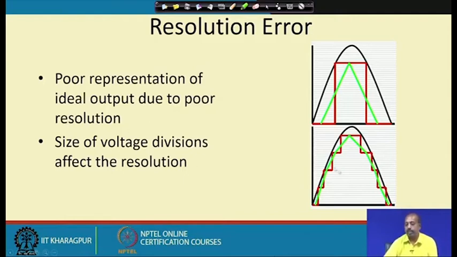We say that in the second case the resolution is more, because within the same maximum voltage I have more analog voltage levels that can be produced by the DAC. So, it is a poor representation of the ideal output due to poor resolution. So, this is the resolution error. Resolution is given by Vref divided by 2 to the power n, as we know. Now, if the resolution value is low, then naturally we may not have so many voltage levels available, so it will give a poor resolution. The size of voltage divisions will affect the resolution. So, that we have already explained.